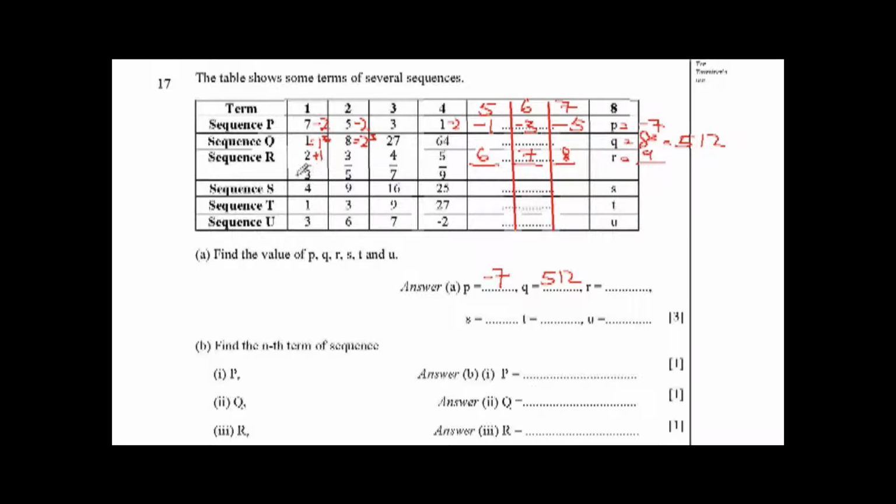And for the denominator, in order to get the subsequent denominator, we add 2 to the preceding denominator. And so in order to find the denominator for the fifth term, we add 2 to 9, then we get 11. If we add 2 to 11, we get 13. And add 2 again, we get 15. And add 2 again, we get 17. So the value of R is equal to 9 over 17.